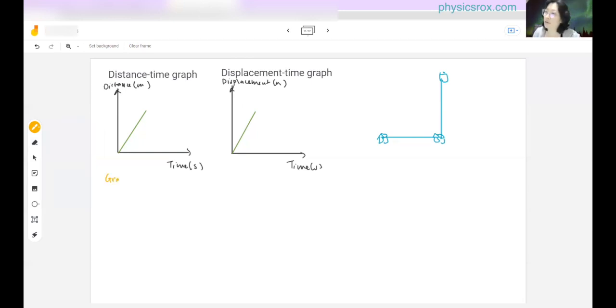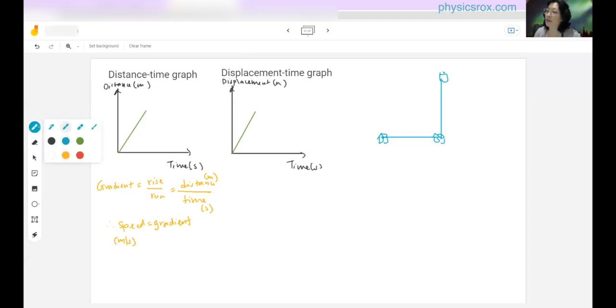So we know that for a distance-time graph, the gradient is the same as the speed. Because gradient is rise over run. Maybe I write again properly. Gradient is rise over run. Rise is distance, and run is time. So that's why speed is also the same as gradient. And if you look at the units, distance is meters, time is seconds, so you get meters per second, same as speed, meters per second.